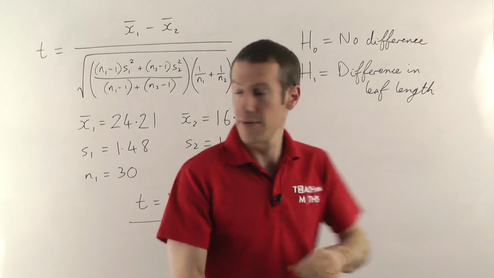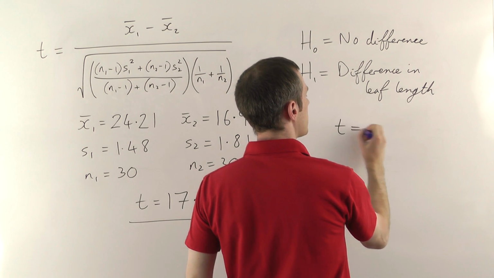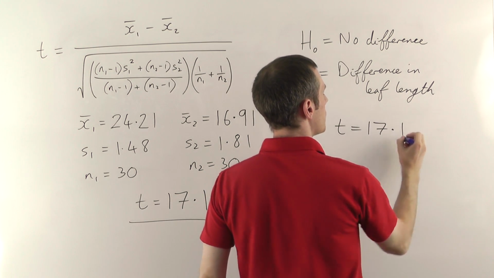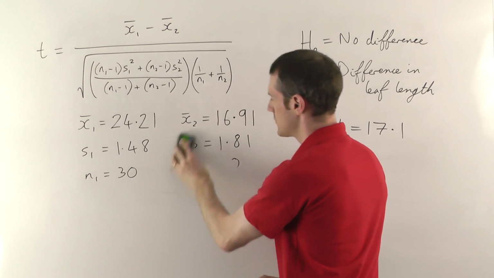So I'm going to get rid of that lot in a second. So let me stick the t-value here. T equals 17.1. We're going to need that. Let me get rid of all this so I can draw you a nice picture.